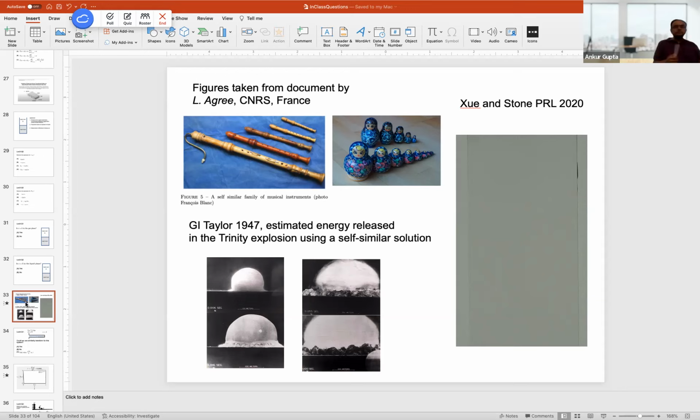Taylor, who is a famous fluid mechanician. And what G.I. Taylor did was actually show the similarity transform to estimate the energy of the atomic bomb. And it was very accurate. Use similarity transform to get to the dimensionless variables, and similarity transform to get to that similar solution. Okay? And in fact, this method was recently used for another explosion.